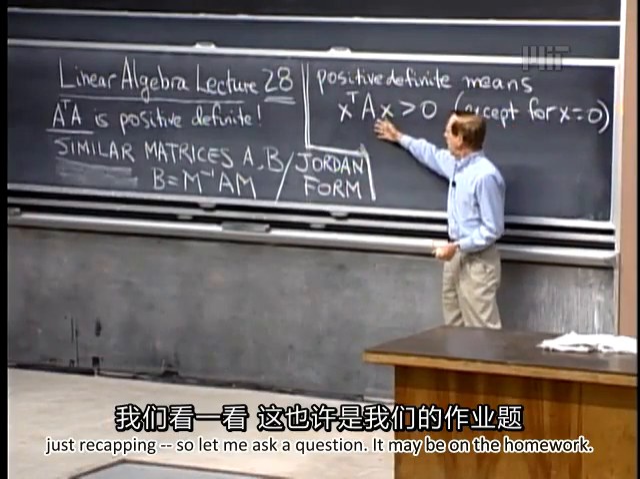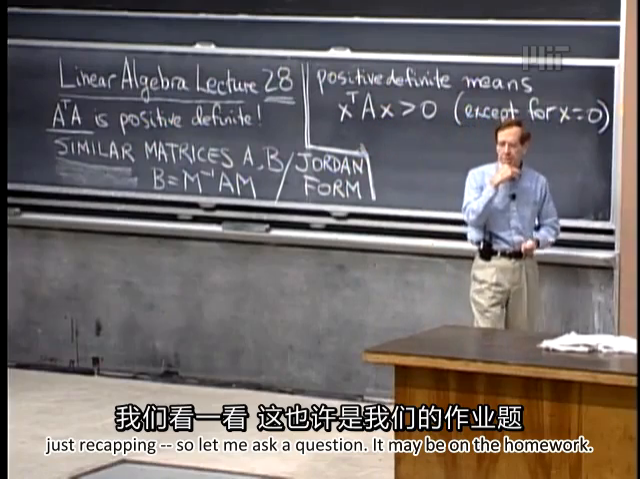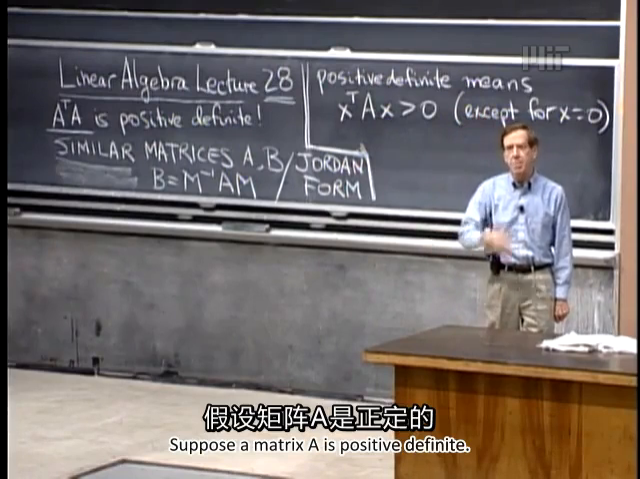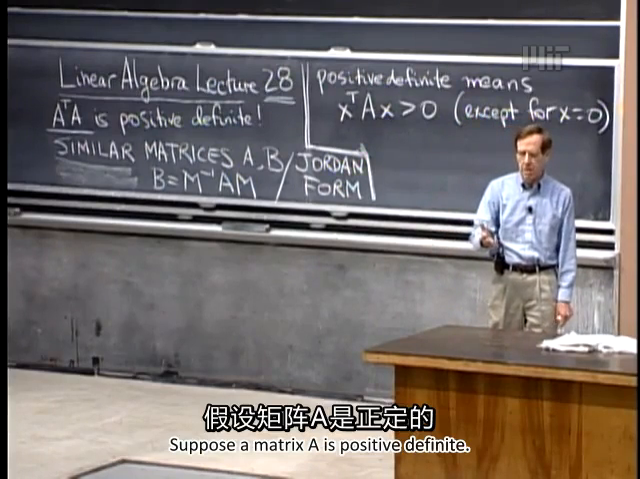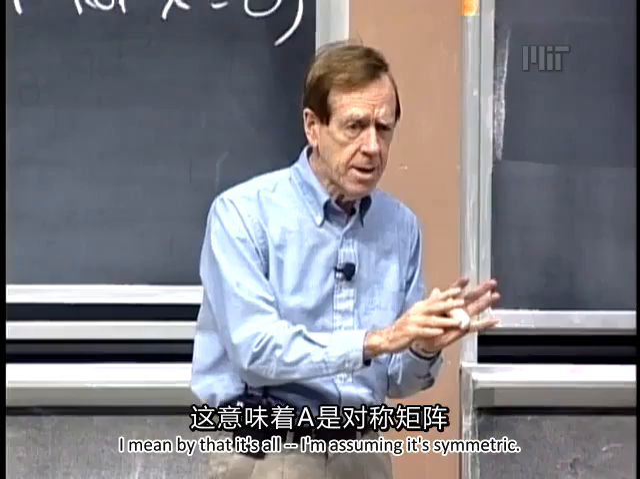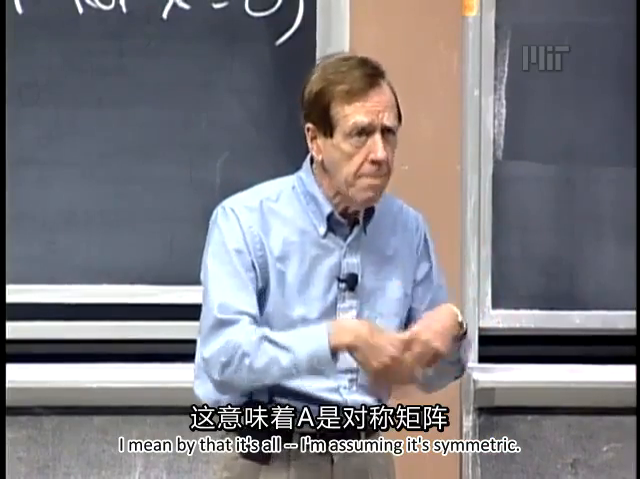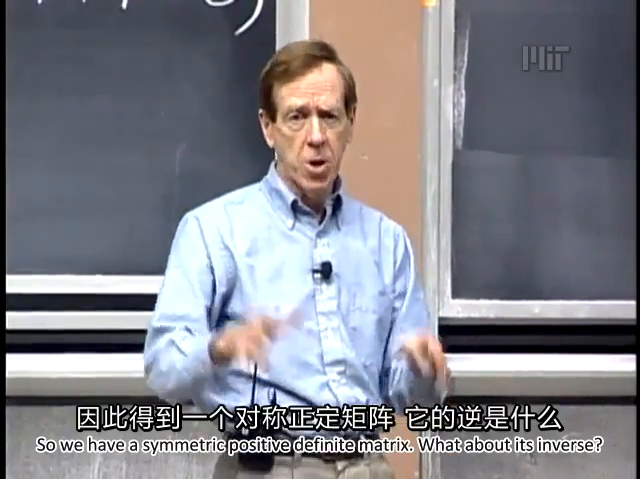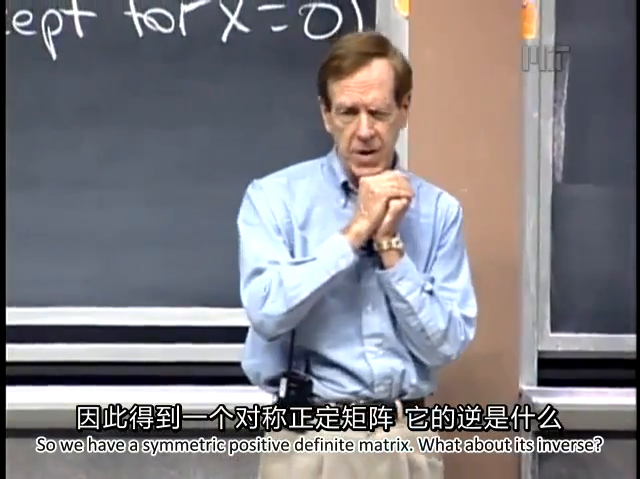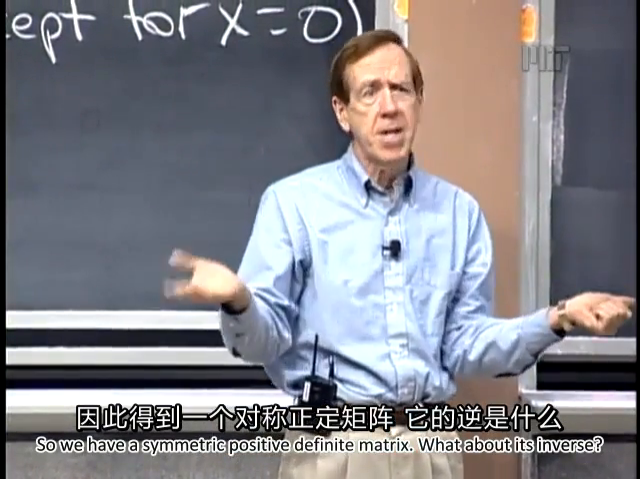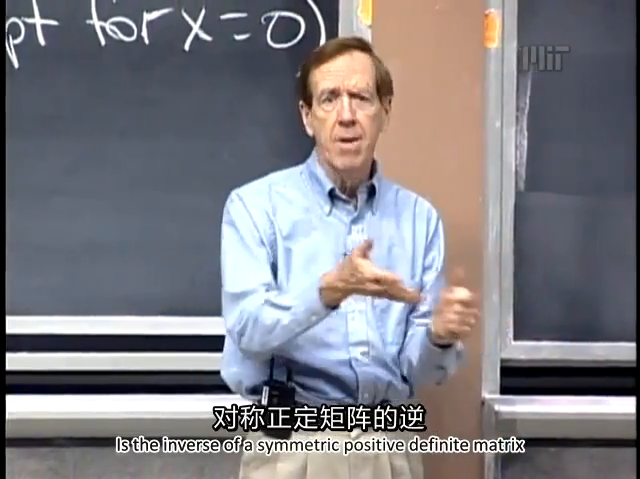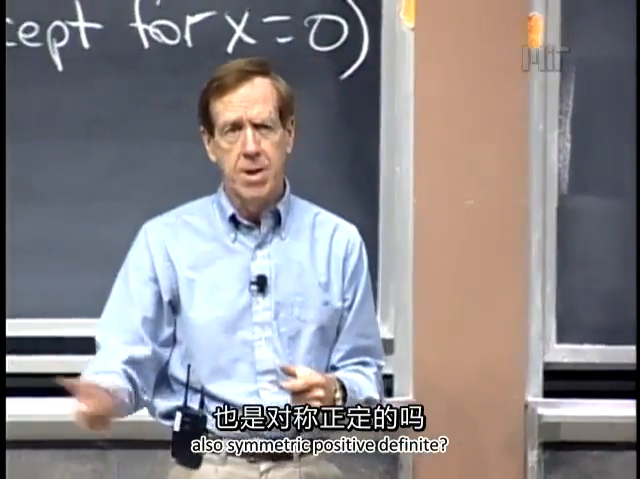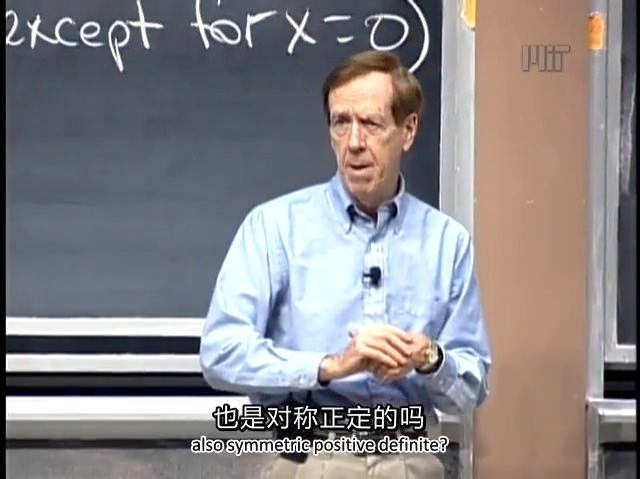So let me ask a question. It may be on the homework. Suppose a matrix A is positive definite. I mean by that, I'm assuming it's symmetric. That's always built into the definition. So we have a symmetric positive definite matrix. What about its inverse? Is the inverse of a symmetric positive definite matrix also symmetric positive definite?